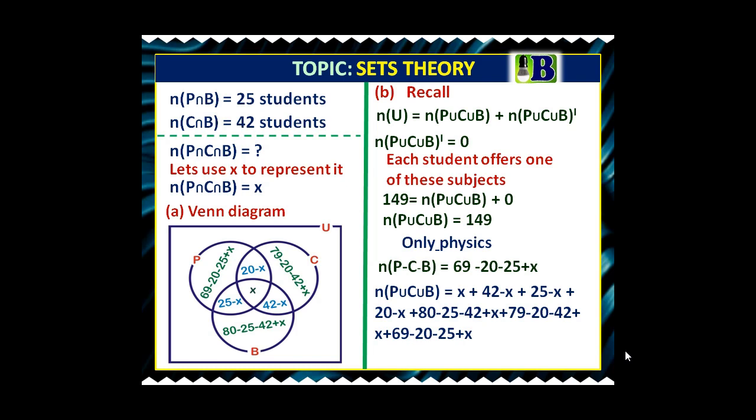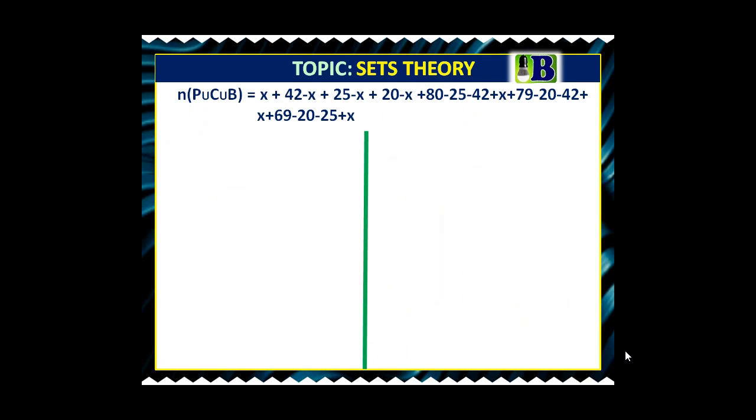Then we have 80 minus 25 minus 42 plus s, which is the set of biology only. Then we have 79 minus 20 minus 42 plus s, which is the set of chemistry only. Then we have the last one, which is 69 minus 20 minus 25 plus s, which is the set of physics only. So the union of the three sets is going to look like this.